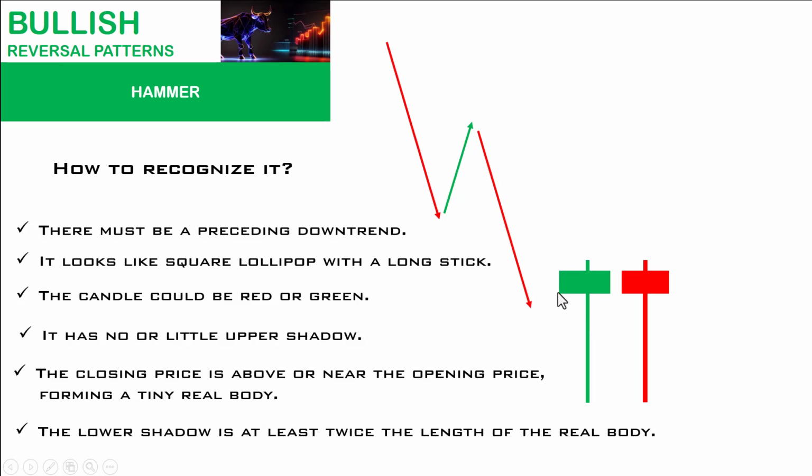So if the body measures 5 pips, the lower shadow must be 10 pips or more. It could be 20 pips, 30 pips or more. It depends, but it has to be 1:2 or more. So that is it. Let's go to the next one.